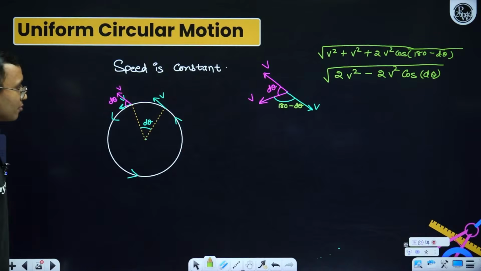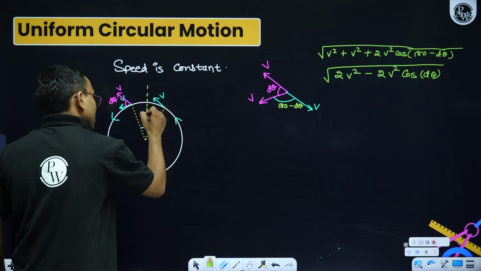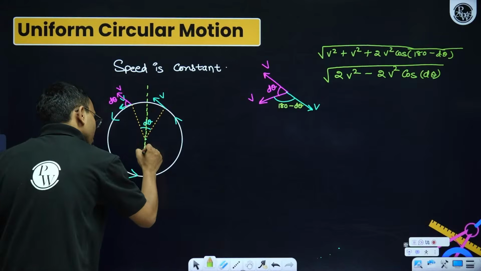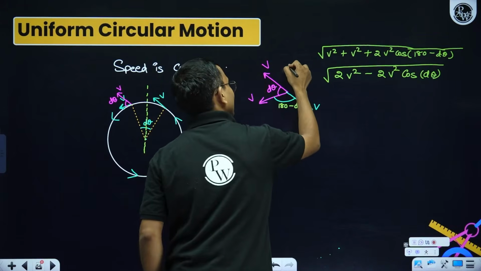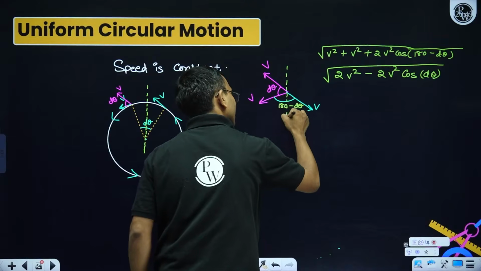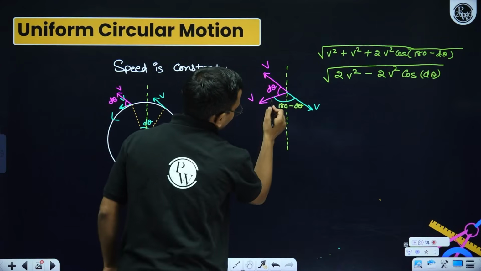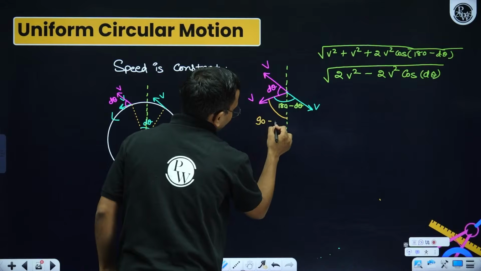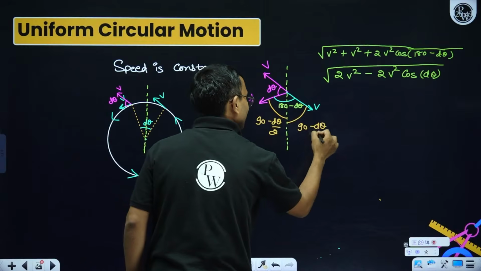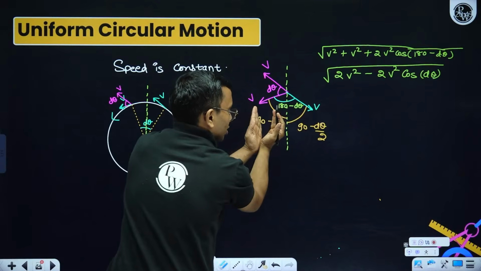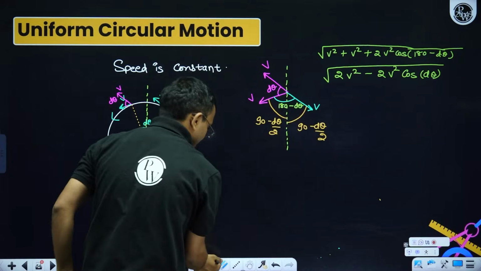Another way to write it is to take the components. This is my bisector here. This is my half angle. How much will this be? This will be 90 minus d theta by 2. Take the components along the bisector and perpendicular to the bisector. Perpendicular to the bisector will get cancelled. Along the bisector will add.